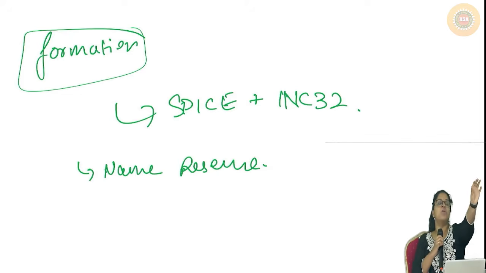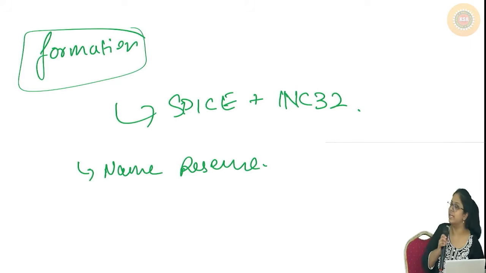Avanga kitta illana avanga vandu ungalku and name allot panniduvanga. So you give your first preference and then you give your second preference. They'll go and look at it and then they will give you all of these details by where you will fill. SPICE plus INC 32 is the form in which you will fill.